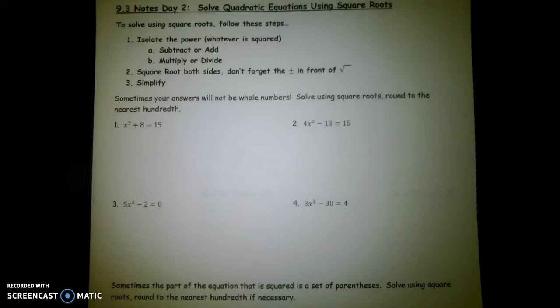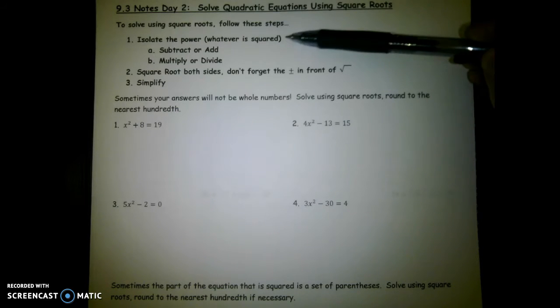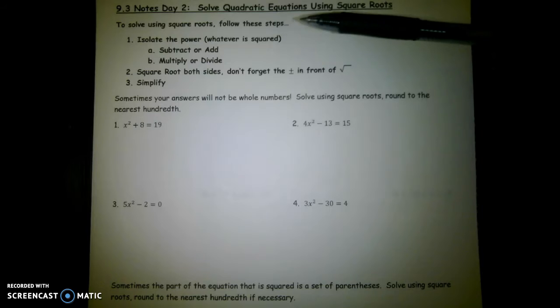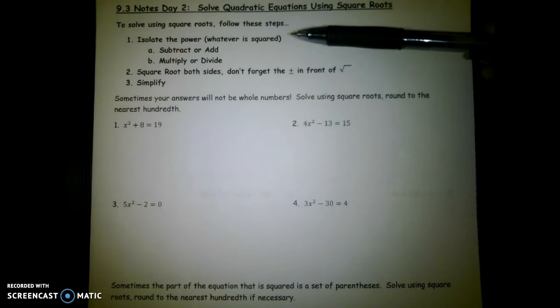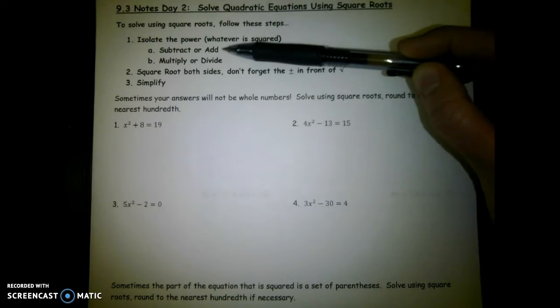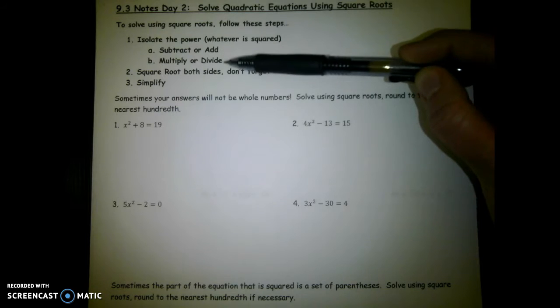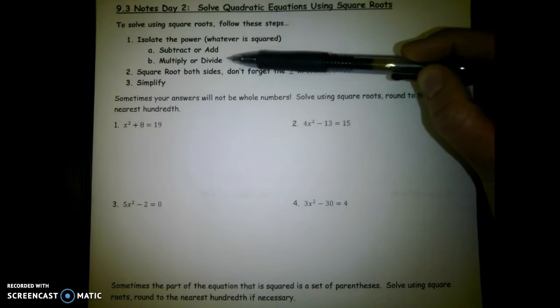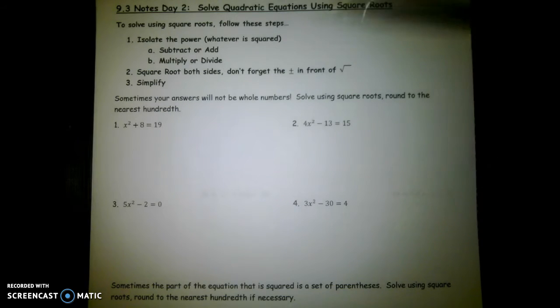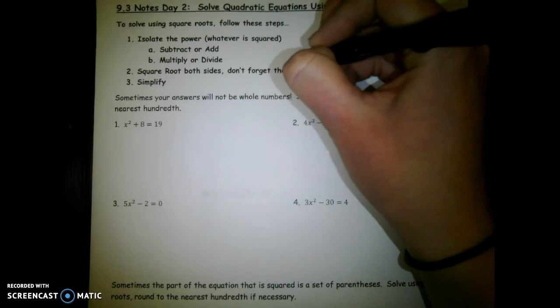Today we're going to talk more about solving equations using square roots. So yesterday we solved some simpler equations and these were our steps. We isolated whatever was squared, so whatever was squared in the equation, we got that thing by itself. We did that by subtracting or adding first, then multiplying or dividing. Then we square root both sides. Don't forget about the plus minus.